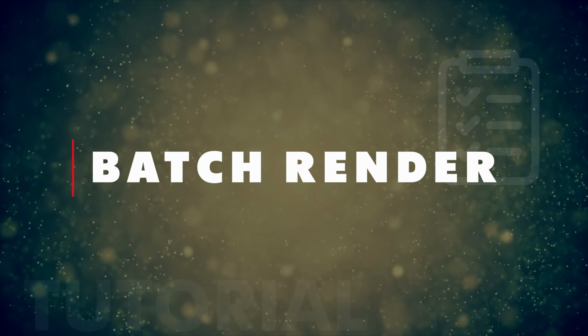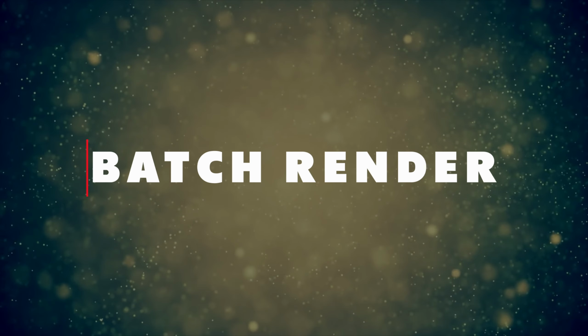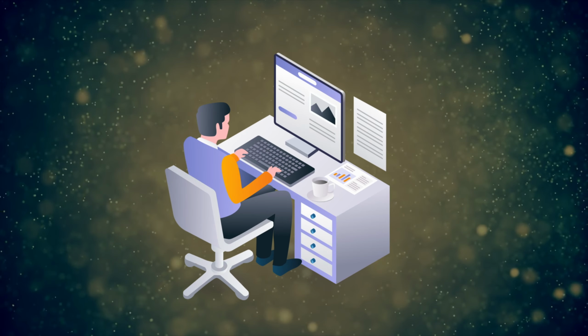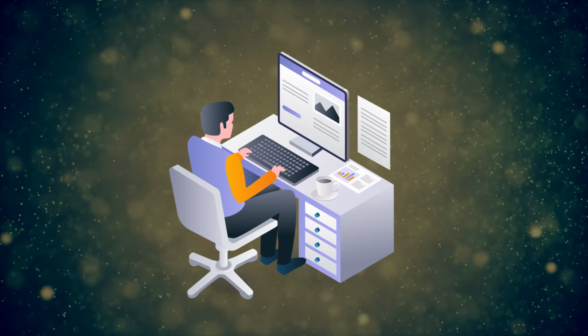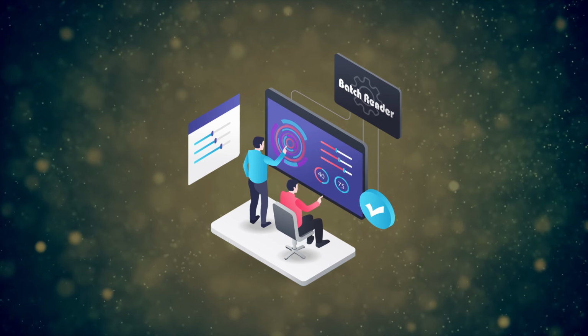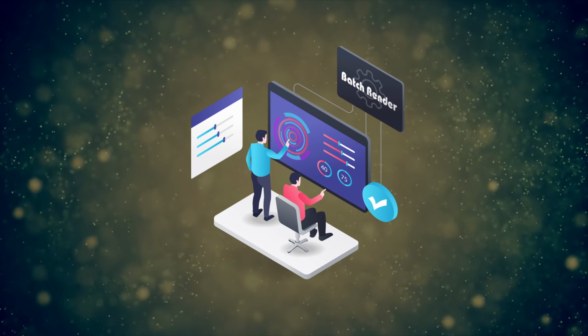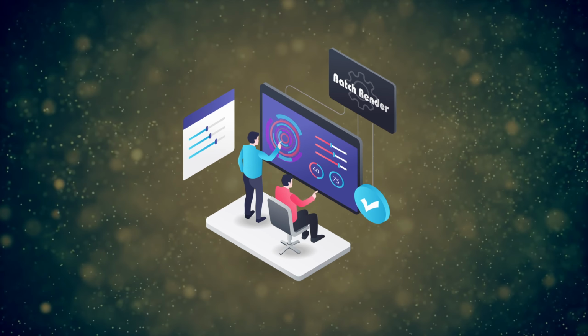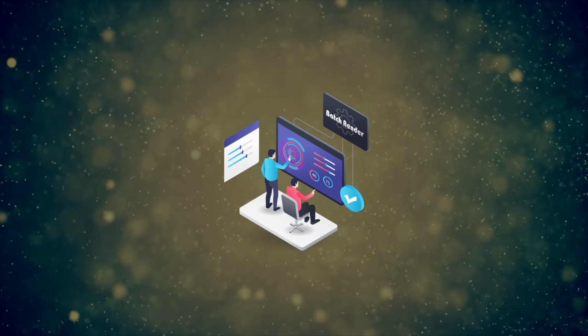Hello and welcome to this tutorial on the BatchRender function in 3ds Max. It is a powerful tool that allows you to render multiple images or animations in a single process. In this tutorial I will show you step by step how to use the BatchRender function efficiently. So let's get started.